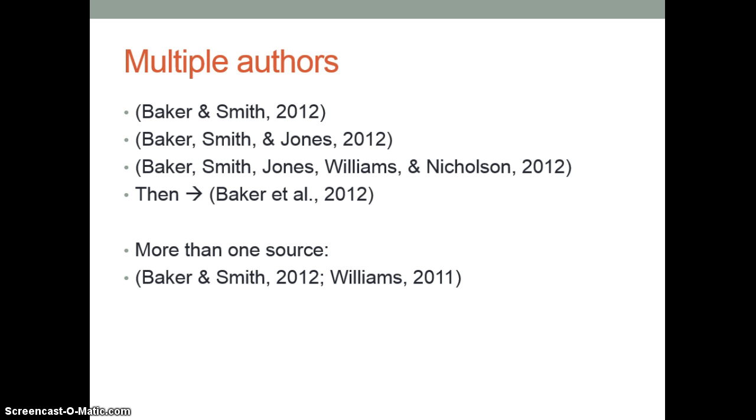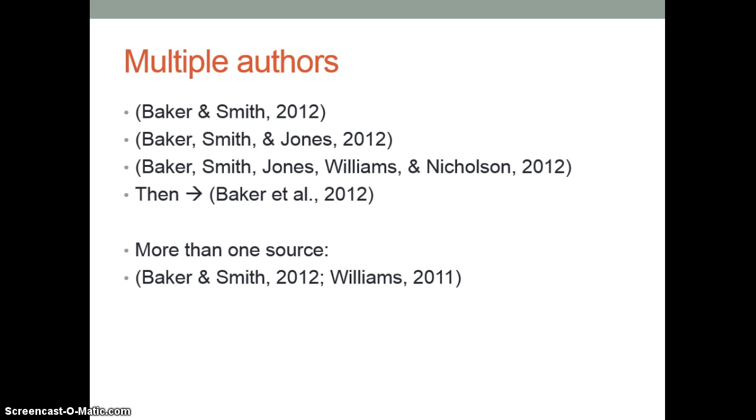If you have a source, or let's say a piece of information that you found in two or more different references, you can cite all of those by listing them out in an in-text citation in alphabetical order. So as you can see, Baker and Smith and Williams, and you separate those sources by semicolons, and you can see that right in this example right here.